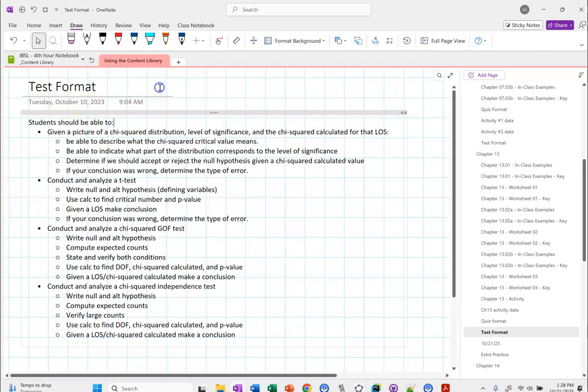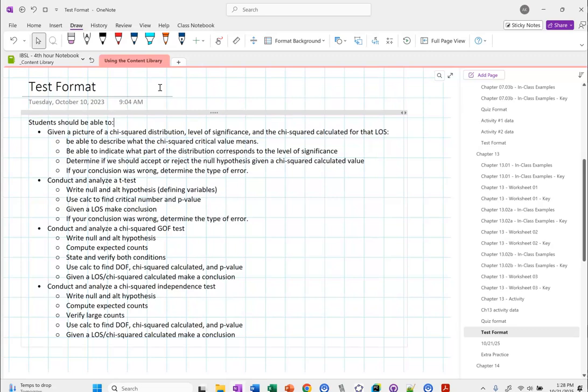So students should be able to, given a picture of a chi-squared distribution, level of significance, and the chi-squared calculator for that level of significance, be able to describe what the chi-squared critical value means, be able to indicate what part of the distribution corresponds to level of significance, determine if we should accept or reject the null hypothesis given a chi-squared calculated value, and then if your conclusion is wrong, determine the type of error.